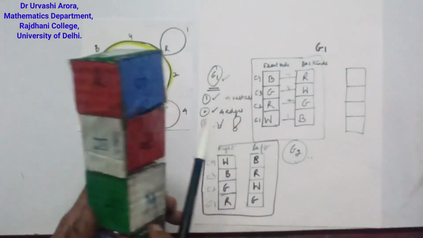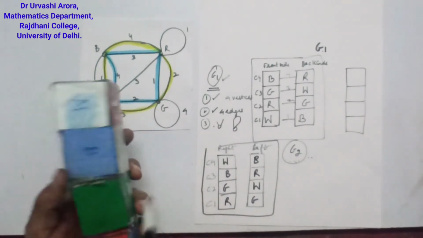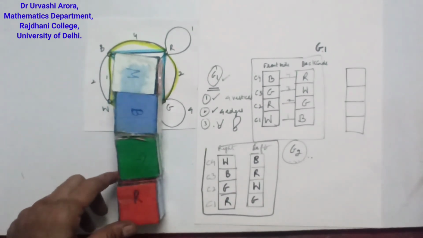So this is one solution that we have found for one version of the instant insanity problem that we have considered in this video. So that was all about the instant insanity problem.